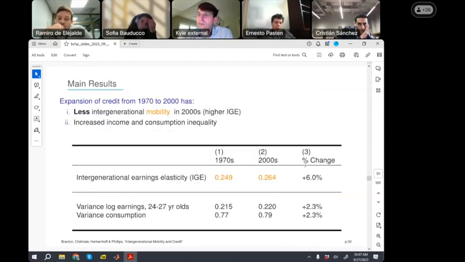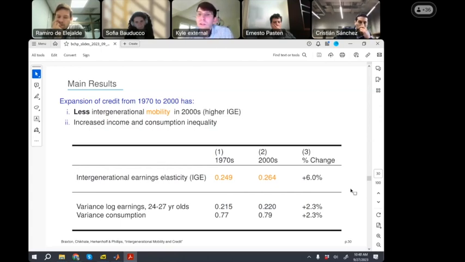So you stick all that together and you compare the 1970s credit institutions to the 2000s credit institutions, holding everything else fixed, holding income risk fixed, holding the price of investment fixed, ceteris paribus. What we find is in the 1970s, the intergenerational earnings elasticity is lower. That means the loading on your parents' earnings is lower. That means more mobility. So lower beta in that regression, or a lower IGE, means more mobility. In the 2000s, there's less mobility. Your parents' earnings matter more for the amount that you earn. We see an increase in inequality between the 1970s and 2000s, and a difference in the variance of consumption.